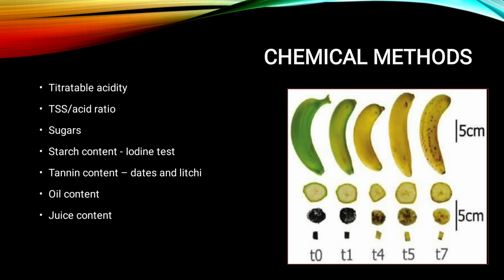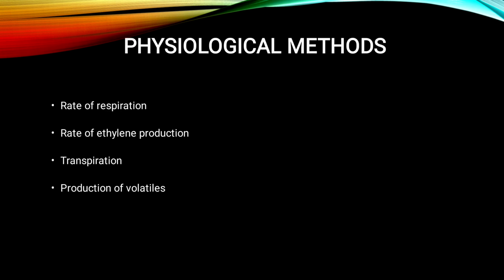Then there is tannin content. Then there is oil content and juice content also. When fruit is fully matured, the volatile oils and also the juice content increase in the respective fruit. So next method, that is the physiological methods for assessing maturity.